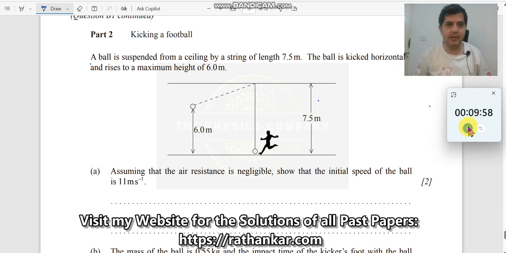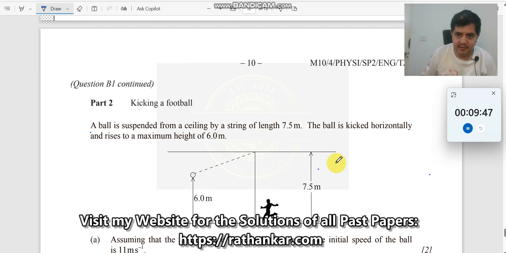Okay, good morning everyone. Welcome to the next problem, which is on kinematics once again. A ball is suspended from a string of length 7.5 meters. The ball is kicked horizontally and rises to a maximum height of 6 meters. Before we start, I'll tell you that this problem is for 10 marks, so I've allotted 10 minutes for solving this question.